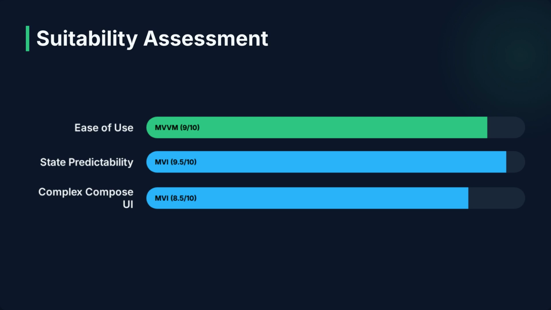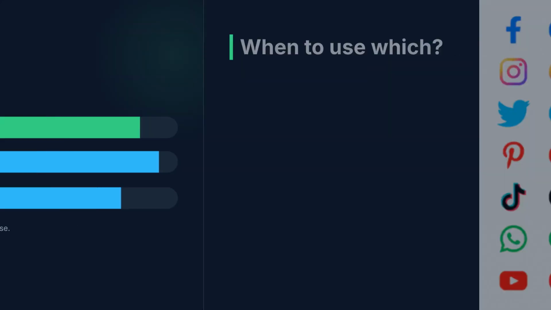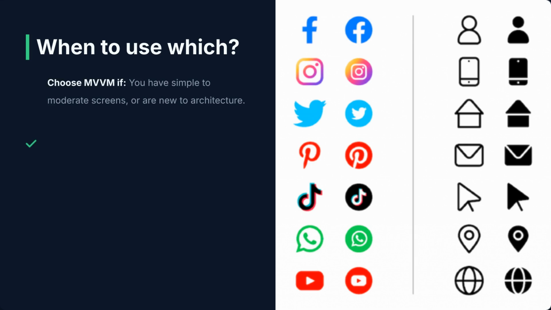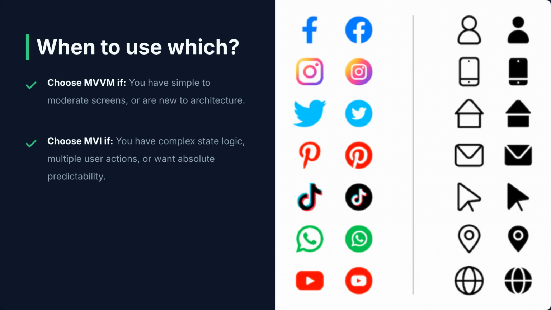MVI scores higher in state predictability and complex Compose UI scenarios, thanks to its single, unified state model. Choose MVVM for simple screens, or if you are new to architecture. Choose MVI for complex state logic, or when you need absolute predictability. A hybrid approach uses MVVM for settings or lists and MVI for dynamic dashboards.